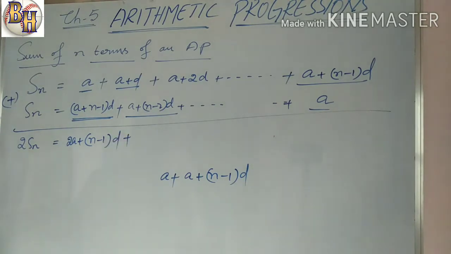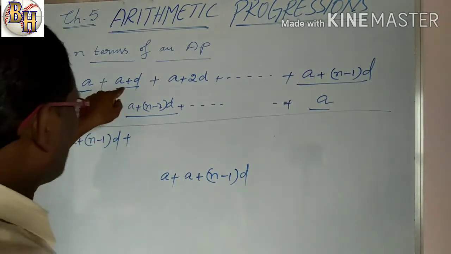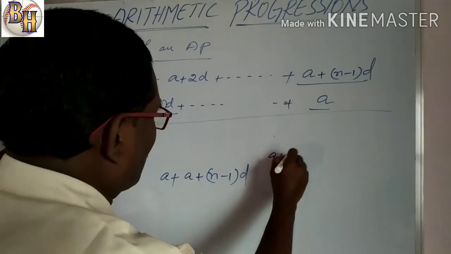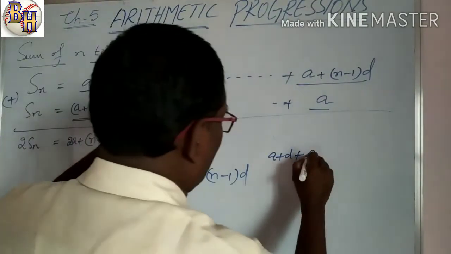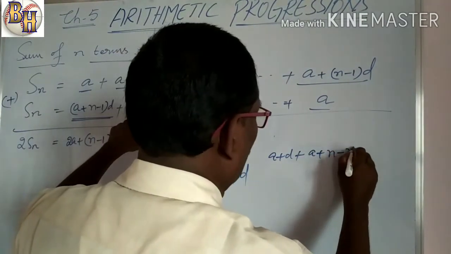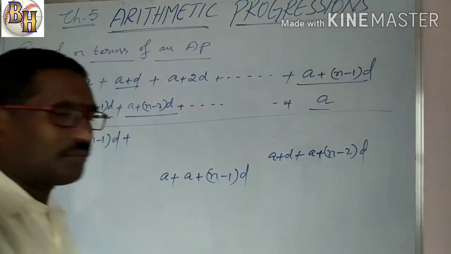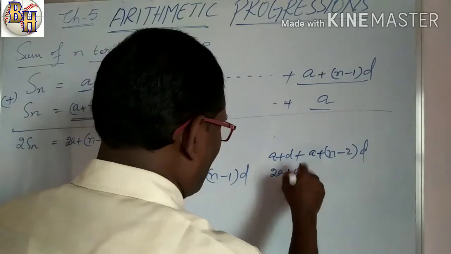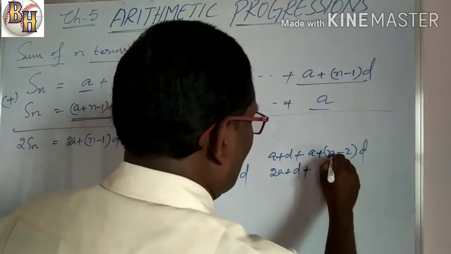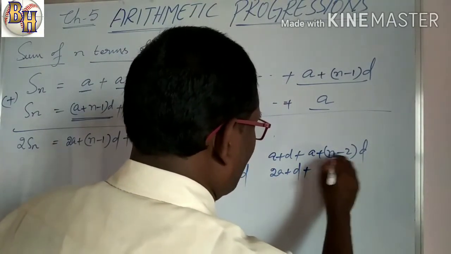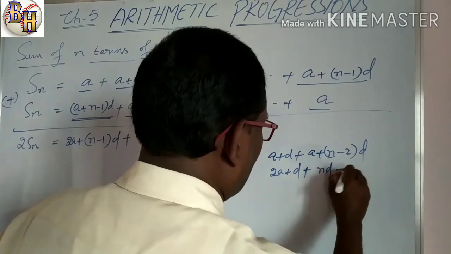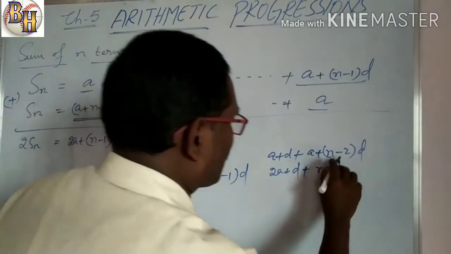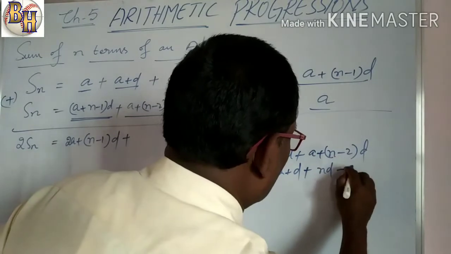Same here: A plus d plus A plus n minus 2 into d. Observe here, A plus A is 2A, plus d, plus here n into d, nd minus n into d, and d minus 2 into d, 2d.